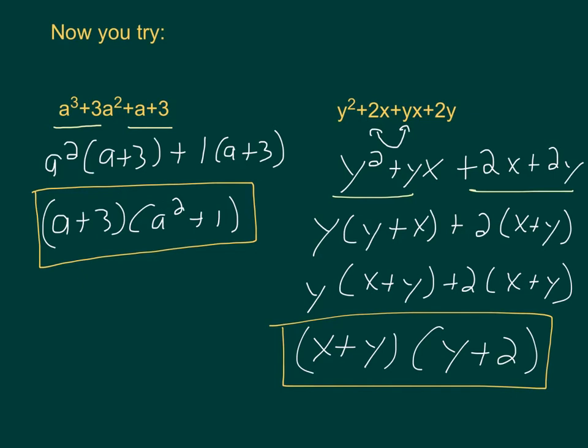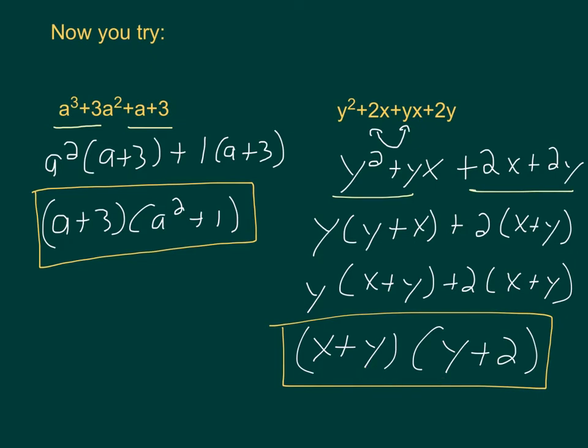And in the second example, I just had some rearranging to do. I switched the two middle terms so that I could group a little bit more efficiently. And then I recognized that y plus x is equal to x plus y, so that I had a common binomial factor. And I went from there.